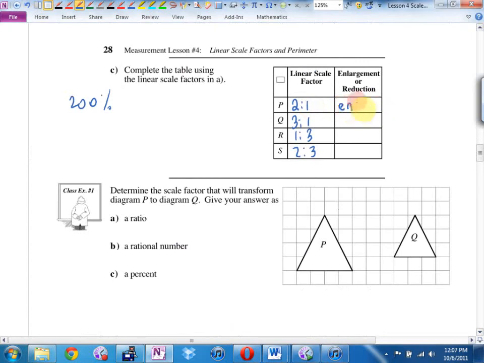I'm going to abbreviate enlargement. 2-to-1 scale factor. That's going to be an enlargement. What about 3-to-1? That's going to be an enlargement. What about 1-to-3? And if you're not sure, think of it as a fraction, 1/3. Is that fraction bigger than 1 or less than 1? Less than 1, it's going to be a reduction. How about red for reduction?